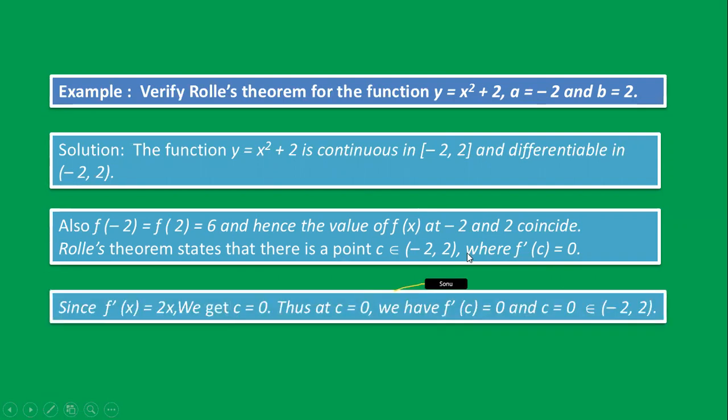So to find f dash C, we have to find f dash x. Simply differentiate this function. When you differentiate y is equal to x square plus 2, we get 2x, right? So here we have 2x. And when we put the value of c is equal to 0 here, this becomes 0. So f dash c is equal to 0. Hence verified.